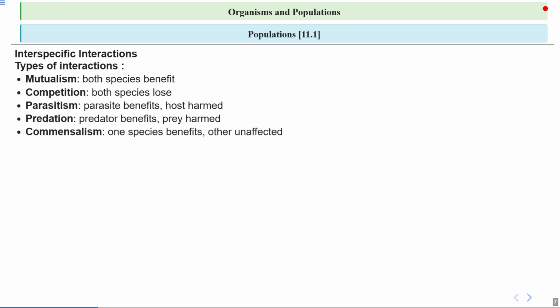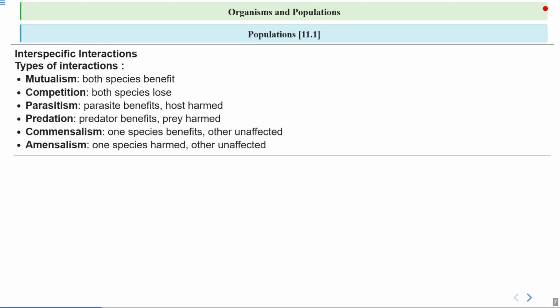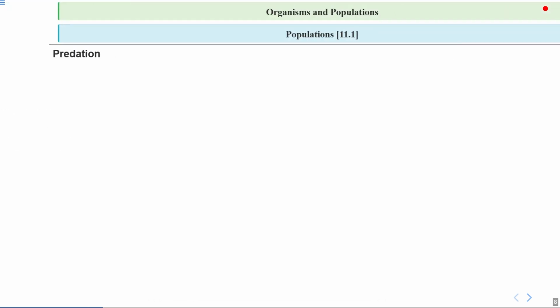Then you have commensalism. In commensalism, what happens? One species is benefited and the other species is unaffected. Okay, next is amensalism. So this happens when one species is harmed and the other is unaffected.